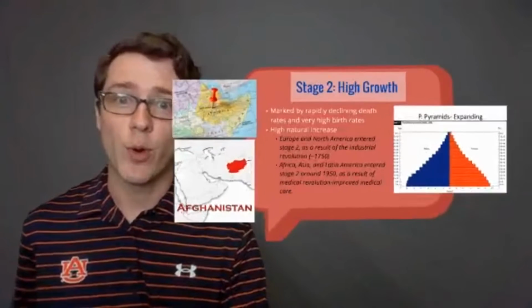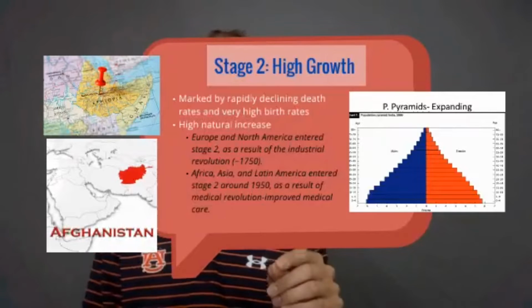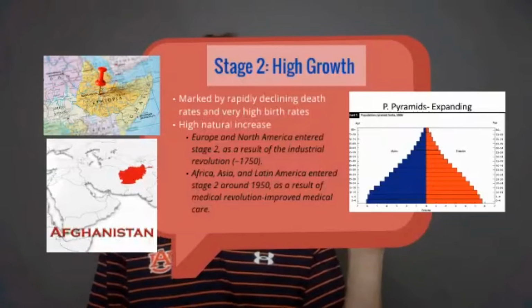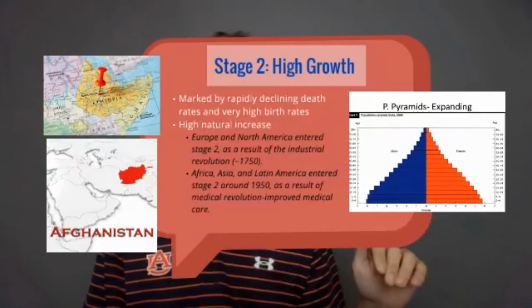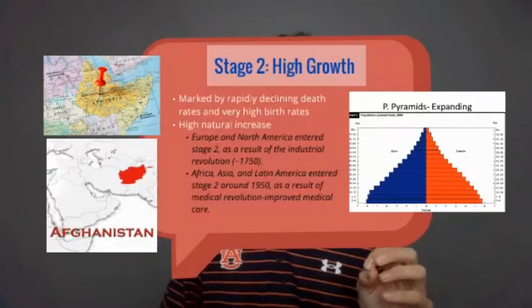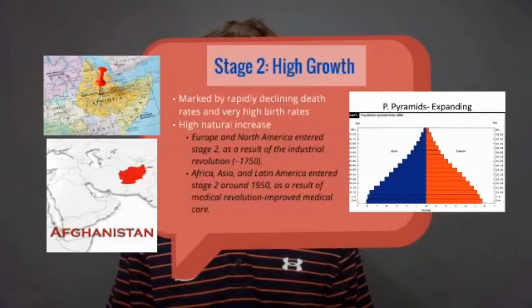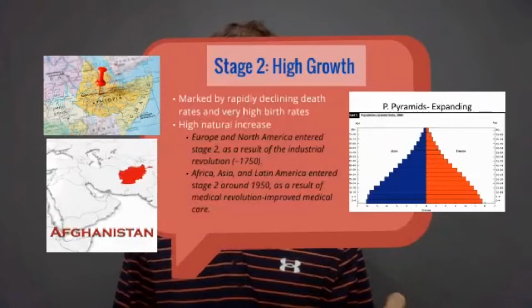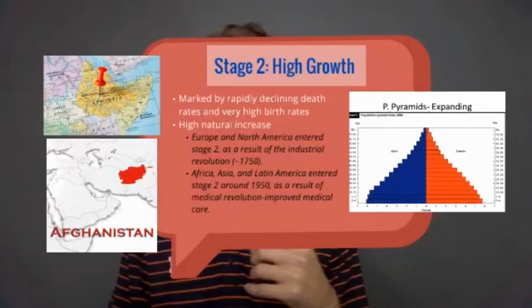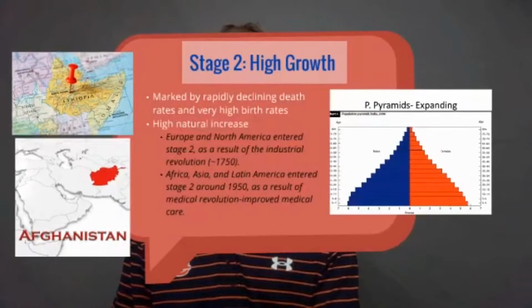Stage 2 is the high growth. So like we saw, we have rapidly declining death rates and very high birth rates still. This is where countries are still having 5 or more children per woman, but the death rate has dropped, which means that they are having very high natural increase. Europe and North America entered stage 2 during the Industrial Revolution, when modern medicine was invented. Africa, Asia, and Latin America entered stage 2 around the 50s when medicine reached out and went all around the world. But we still see a few countries in stage 2.